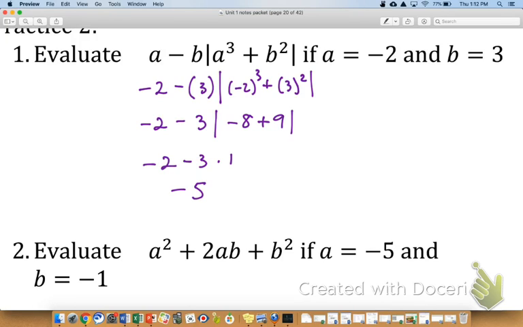Okay, now let's finish the work inside the parentheses. What's negative 8 plus 9? 1. So what's the absolute value of 1? 1. And then isn't it 3 times whatever that is? So I'd write negative 2 minus 3 times 1. So that would be the same, negative 2 minus 3, because 3 times 1 is 3. And then what's your last value? There you go. All right.